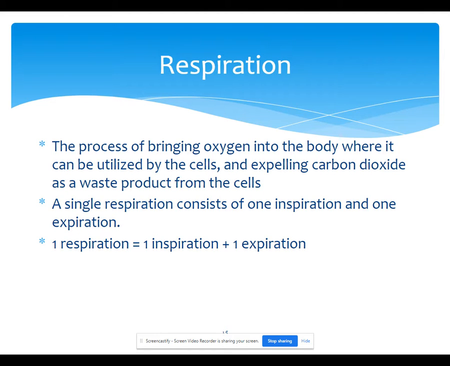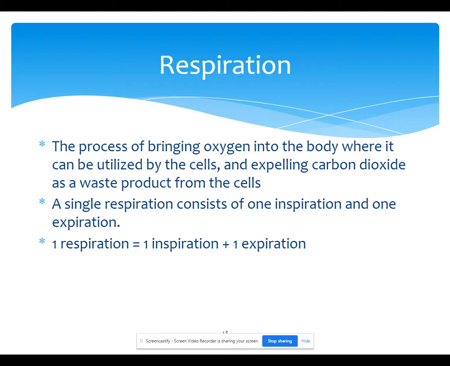Now for respiration, we're talking about breathing. We're counting the breathing: how hard they're breathing, how much they're breathing, and the speed at which they're breathing. One respiration equals one inspiration and one expiration, so an inhale and an exhale is one respiration. This is how we get oxygen into the body and release the waste product.